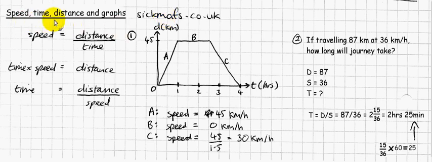This one's about speed, time, distance and the graphs you can make about them. So let's talk about speed first of all, because if you know this formula you can work out all these other formulas, and to remember this formula isn't very difficult because there is a nice trick to remember it.